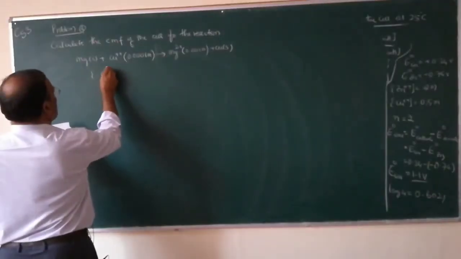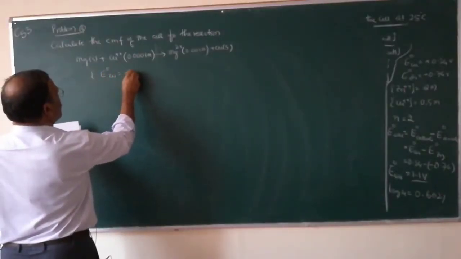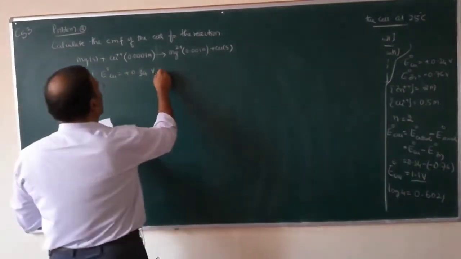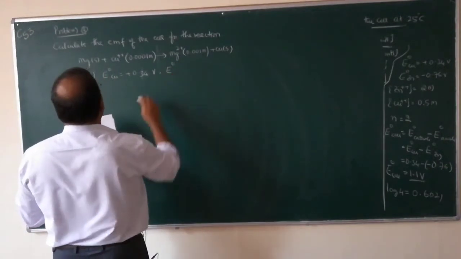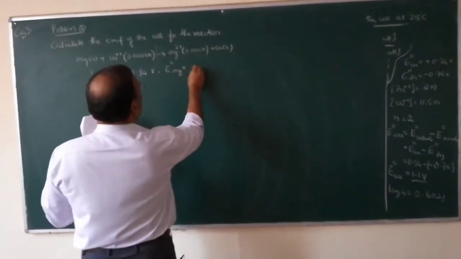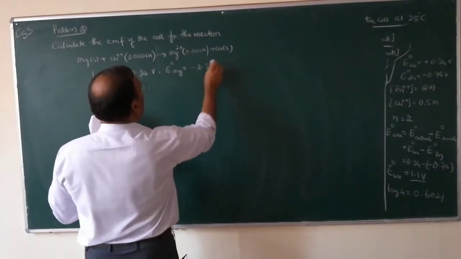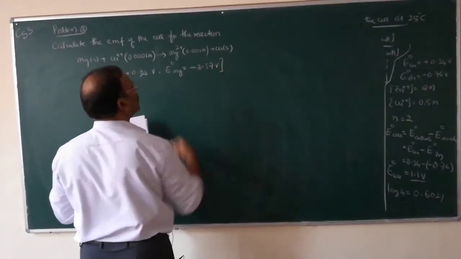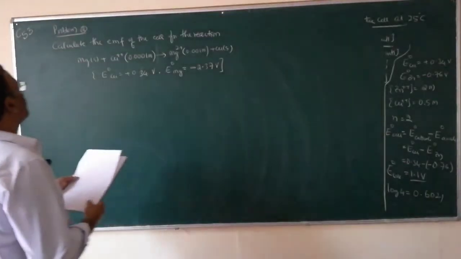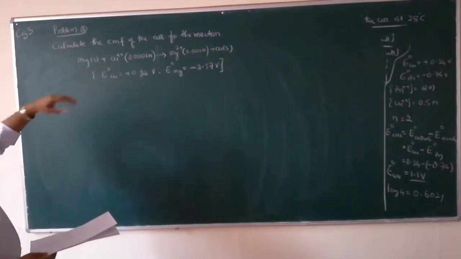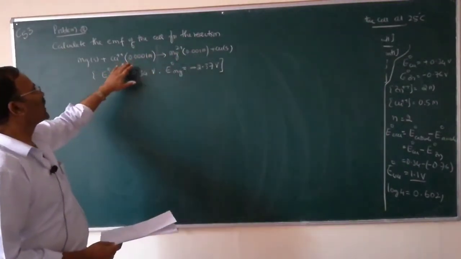So here given E naught of Cu equals plus 0.34 volt. Similarly, E naught of Mg equals minus 2.37 volts. So this is the problem. Straight away the cell reaction is given. These are the products and these are the reactants.